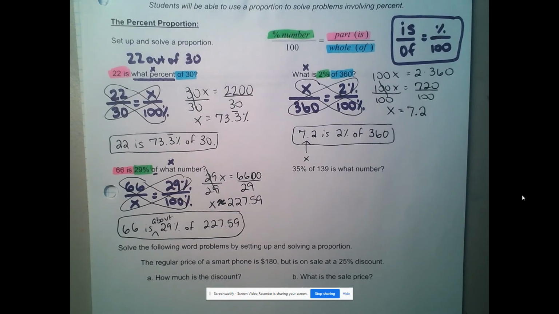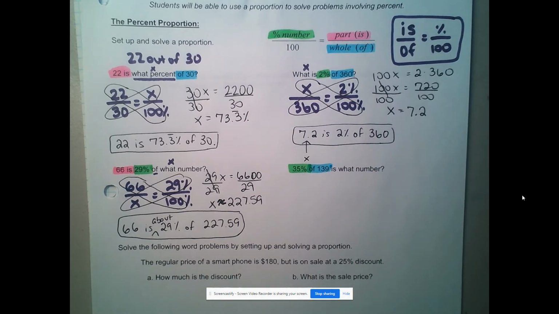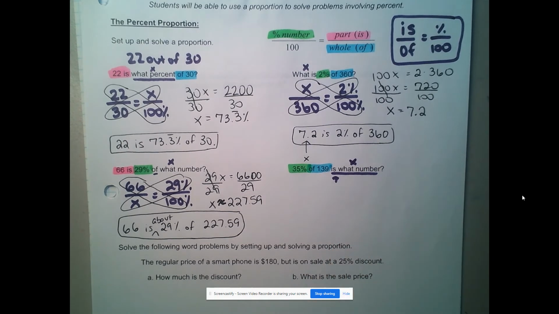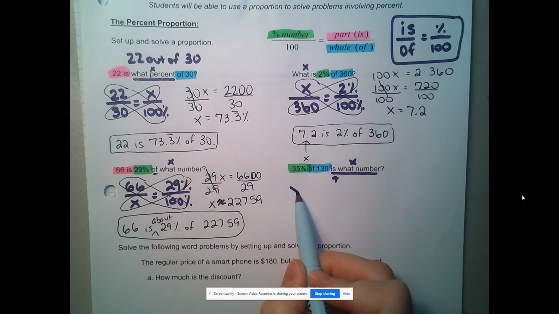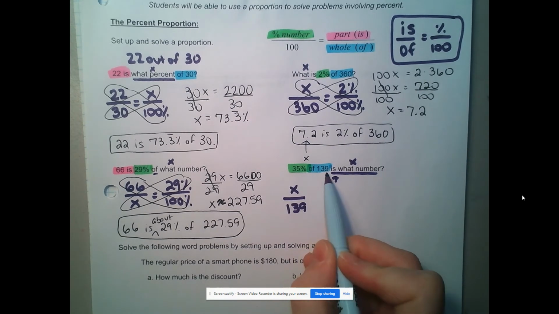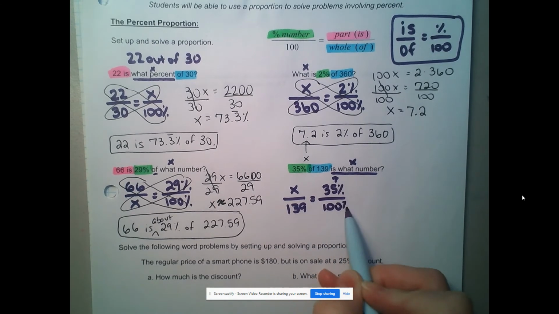Last but not least, in this section, 35%. So again, they gave me the percent of 139. So they gave me the out of number. That's that blue one that goes on the bottom. And the thing I don't know, the is number, is what number? I don't know. So that's where my X goes in the is spot. So is was on the top, the part was on the top, out of 139. You'll notice it's of 139 equals 35% out of 100%.